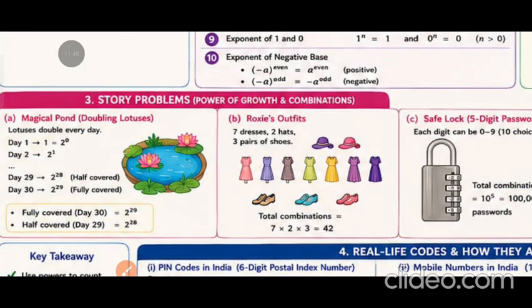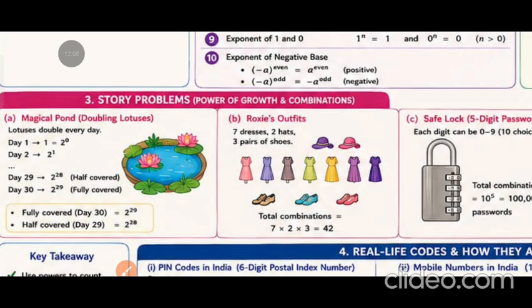Now Roxy has 7 dresses, 2 hats and 3 pairs of shoes. How many different ways can Roxy dress up? So first we can take the purple hat. It can be worn with all 7 dresses. So here we have 7 ways.